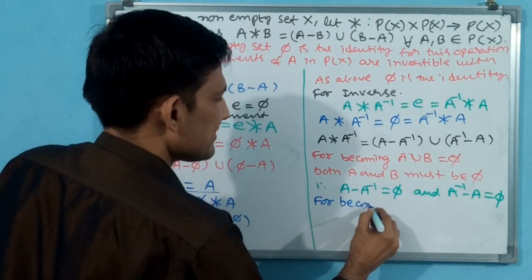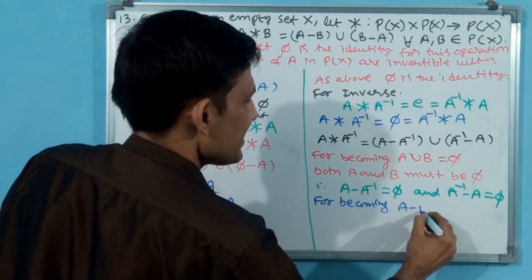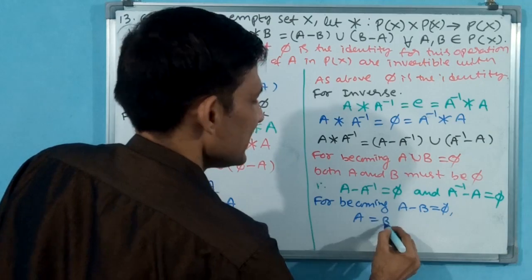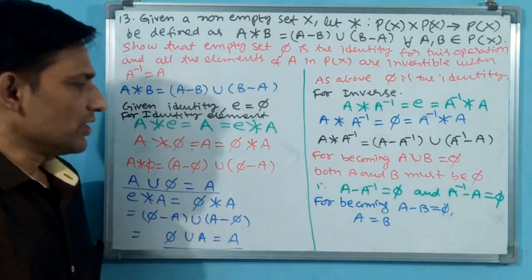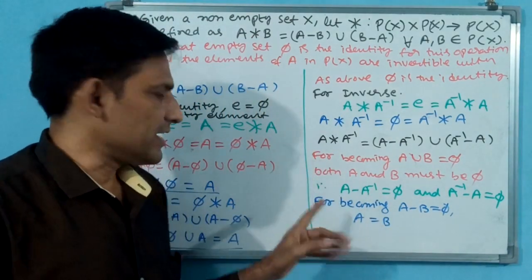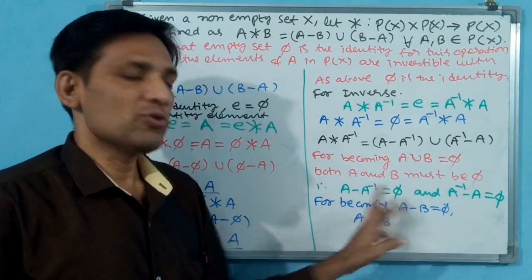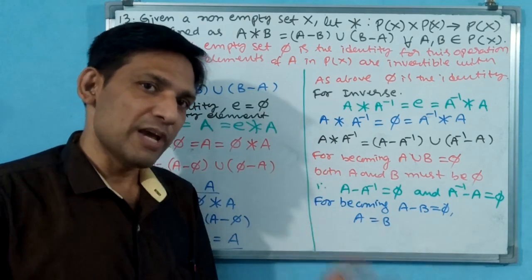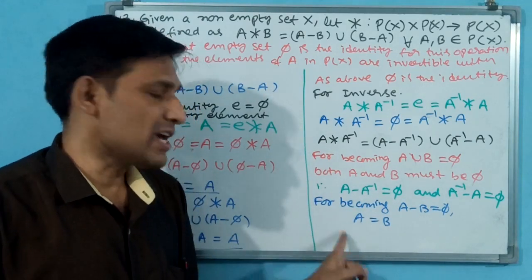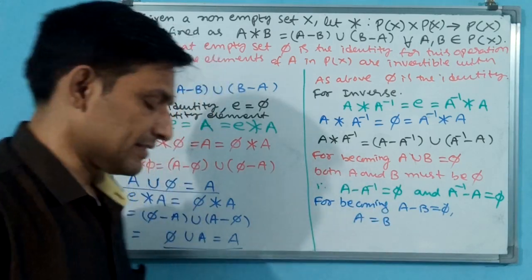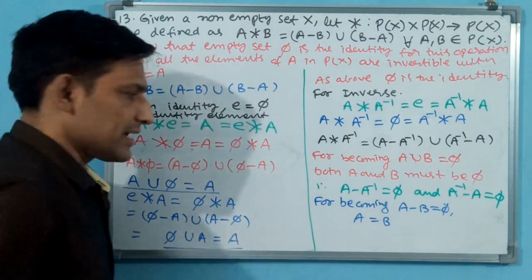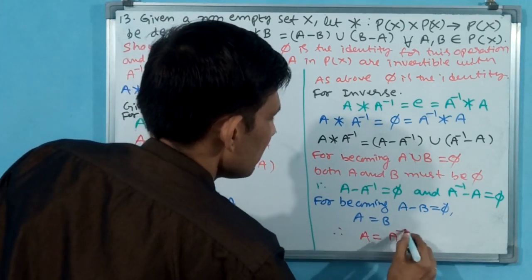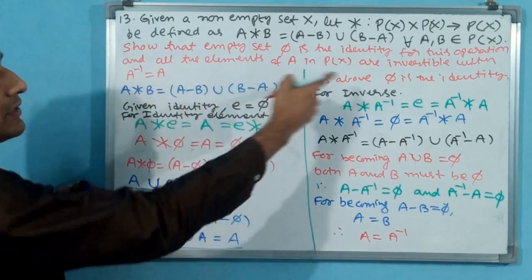For A minus B to be equal to the empty set, A is equal to B. This is another statement. See, two sets are there. A minus B is equal to empty is coming, means what? Both are equal sets. A minus B is equal to A minus A. That means B is equal to A. Then only it is possible. Then by this statement you can write finally, therefore A is equal to A inverse. That is what we have proved.